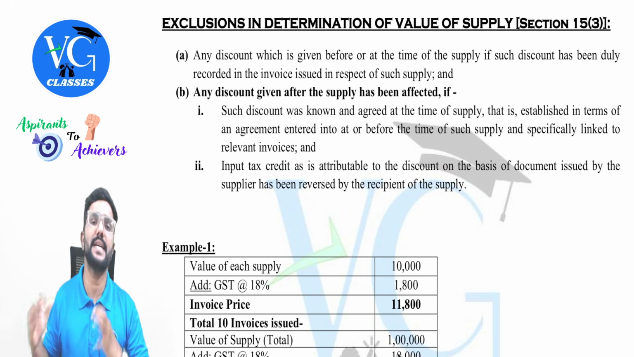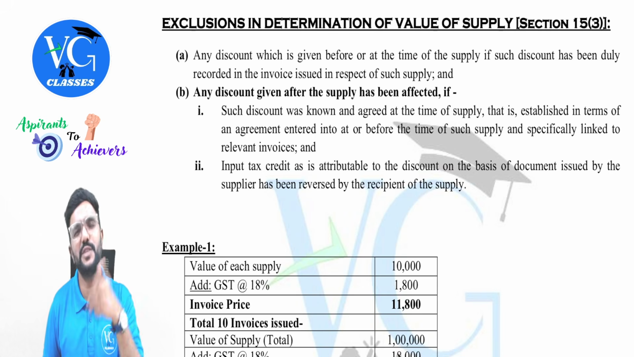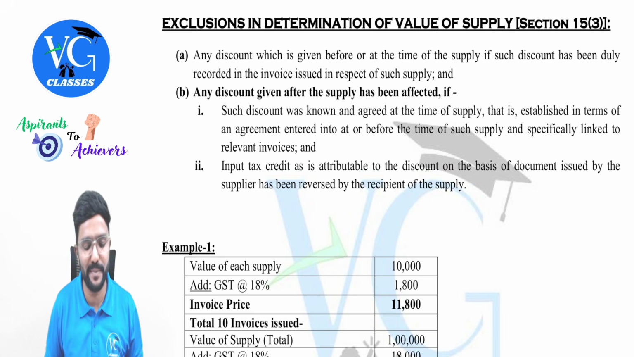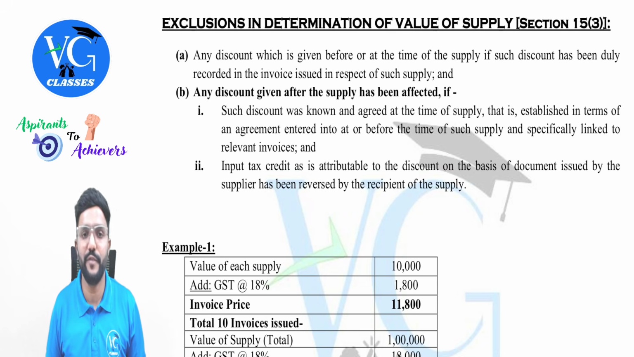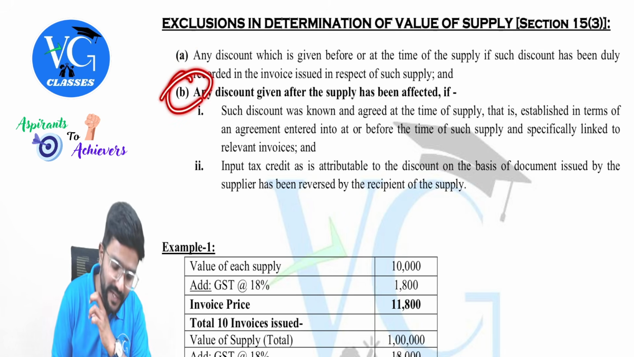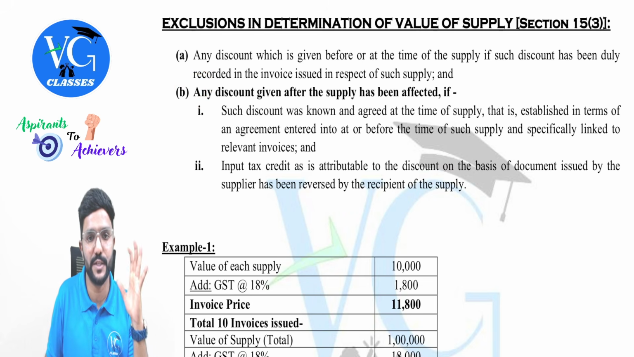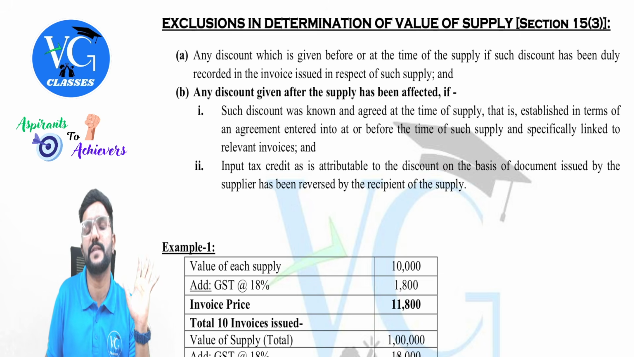So before we understand the clarification, let me explain again section 15.3, which we already learned, but let me quickly explain that. Exclusion in determination of value of supply, section 15.3 clause A. But whatever clarification is given is with respect to clause B, but let us read both. Clause A first. Any discount which is given before or at the time of supply, if such discount has been duly recorded in the invoice issued in respect of such supply.